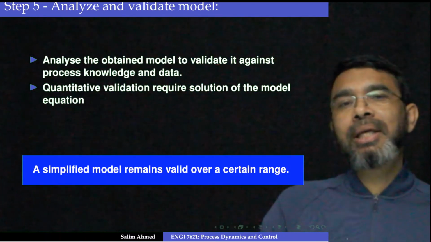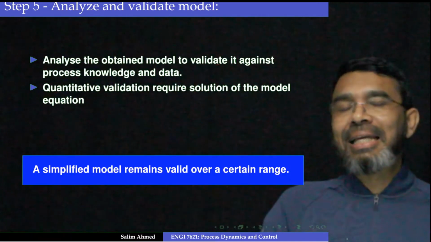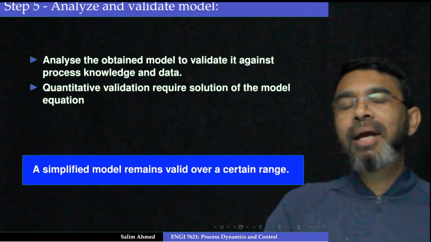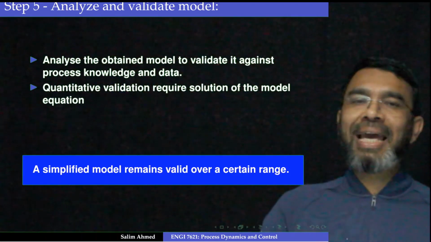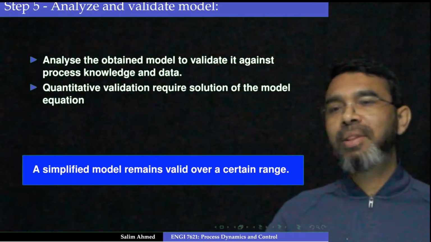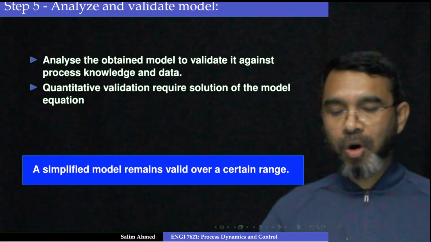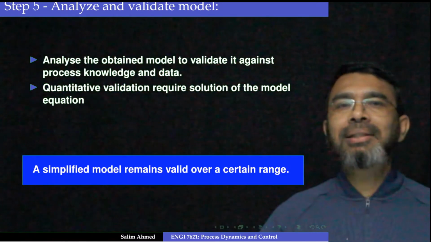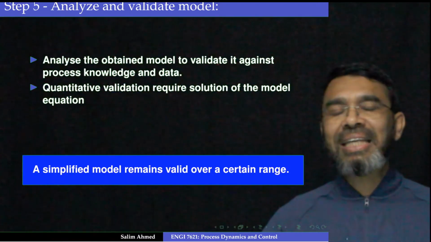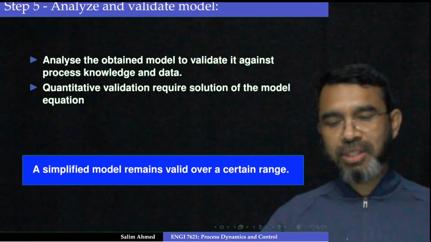One very important thing is that when you standardize or simplify a model, that model may not be valid over the entire operating range. So you need to define the operating range over which the model is valid. So this is the 5-step approach that we follow to obtain a process model using first principles.